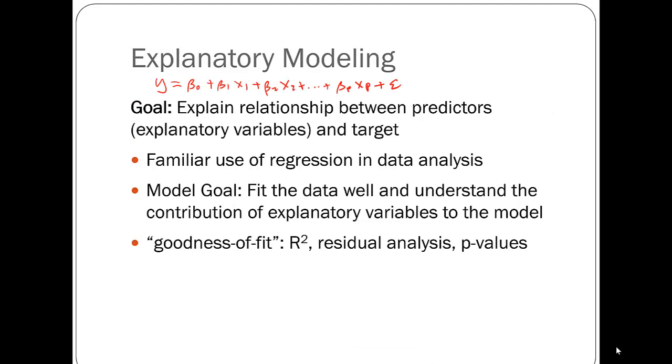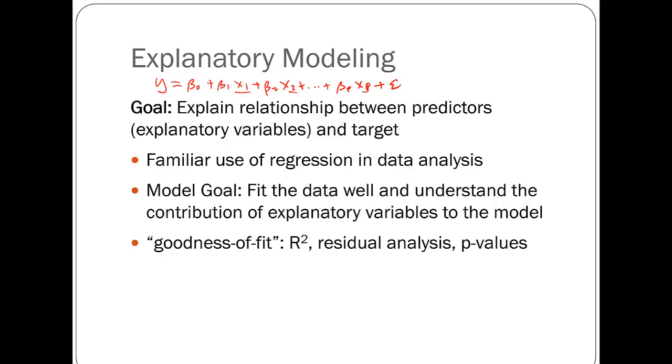With explanatory modeling, we have a model that looks like this: y equals beta 0 plus beta 1 x1, and so forth. And all of these x's are known as predictor variables, x1, x2, all the way up to xp. The error term is normally distributed, independent, and the goal with explanatory modeling then is to understand or explain the relationship between these x's and the target variable y. And this is what you did when you took your introductory stat course, at least at the graduate level, and you learn about multiple regression.